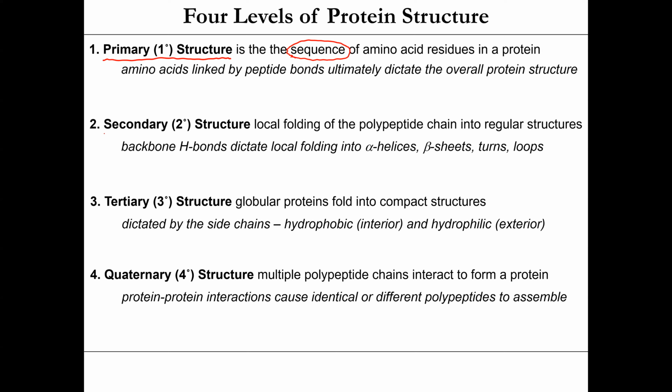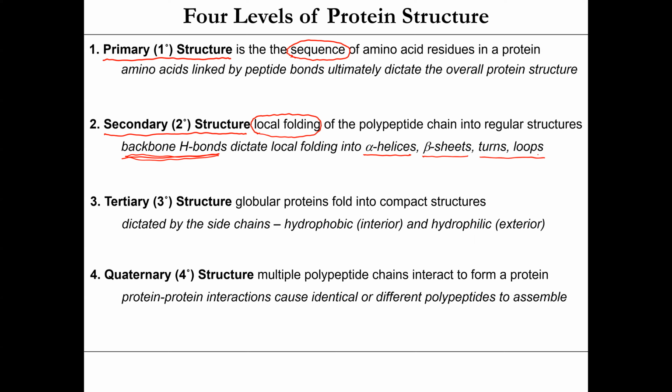Now, secondary structure is the local folding of that polypeptide chain into regular structures. This is dictated by the backbone hydrogen bonds of those amino acids, not the side chain. Secondary structure is dictated by the backbone hydrogen bonds. And this causes local folding into regular structures like alpha helices, beta sheets, and then turns and loops.